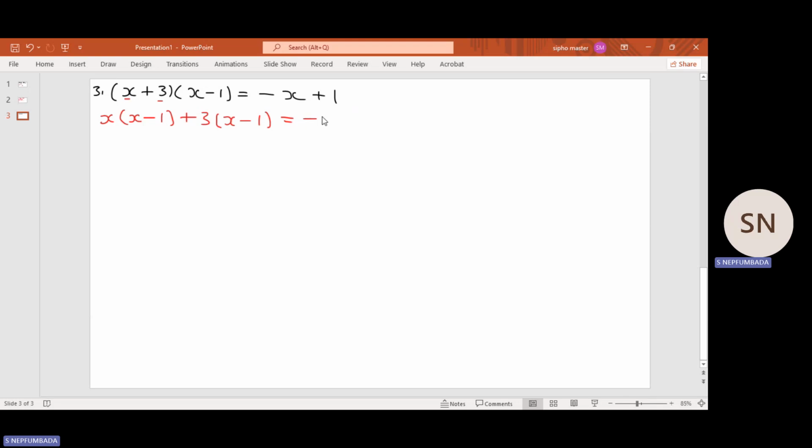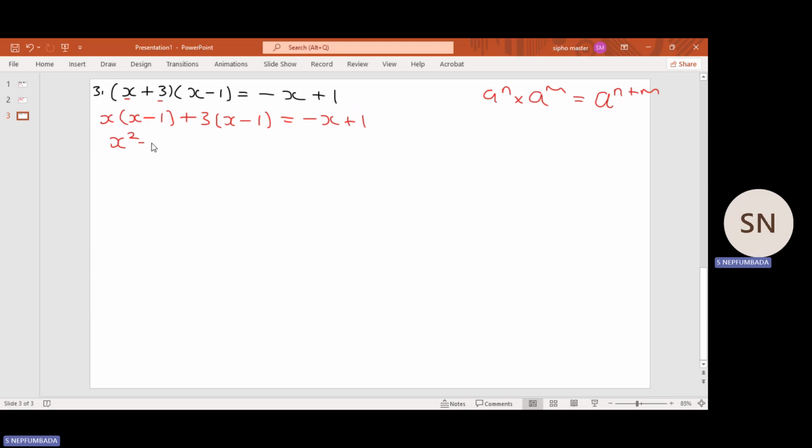Then we write the expression at our right-hand side the way it is. Then x times x is x squared. Remember the laws of exponents. It says when we have a to the power n multiplied by a to the power m, this is nothing but a to the power of n plus m. When the bases are the same, we add the exponents.